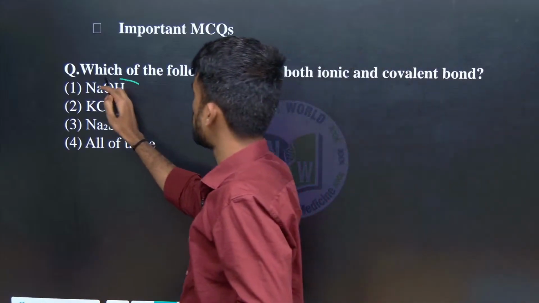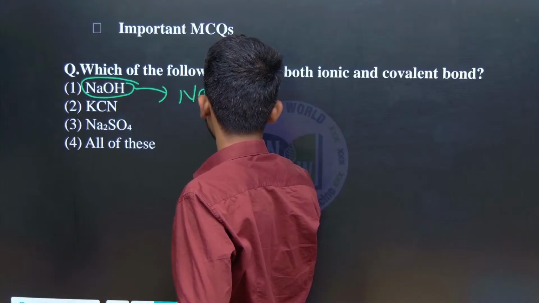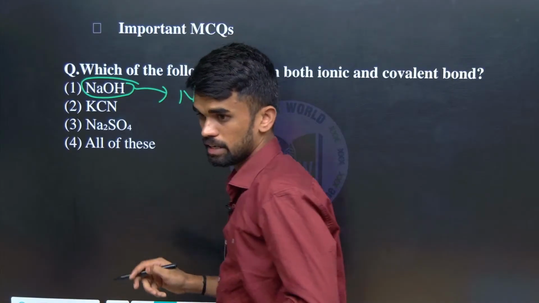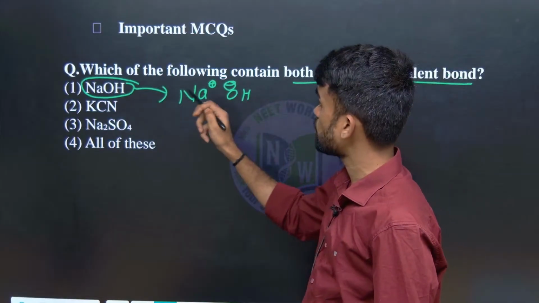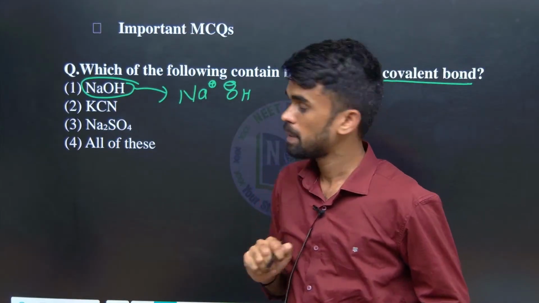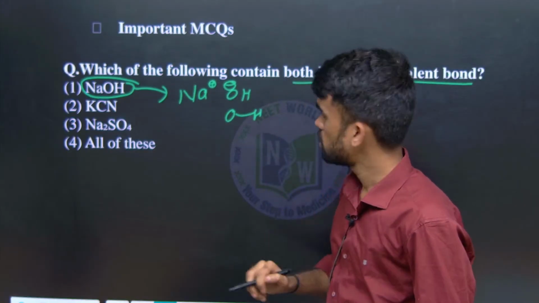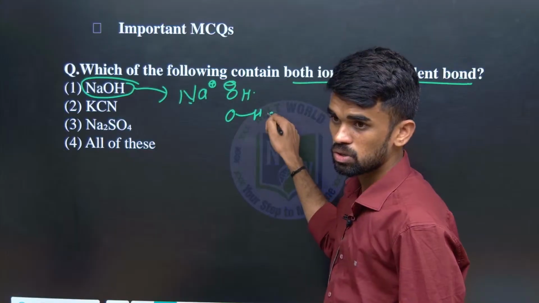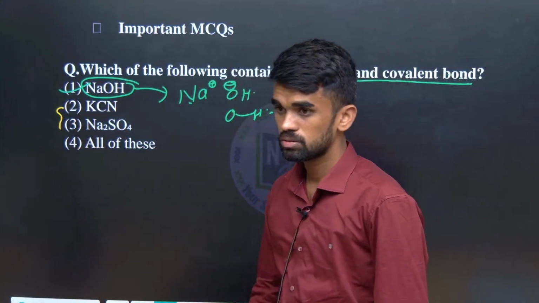NaOH is ionic or covalent? See, if you see Na plus OH minus, it will be ionic. Now I am asking for both ionic and covalent bonds. I am not asking which of the following is an ionic compound. So between O and H, what is that? Covalent bond only, no? So it contains both ionic as well as covalent. This is correct only. And verify the other options also.